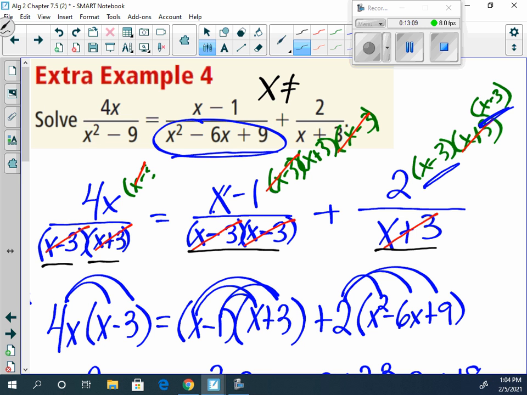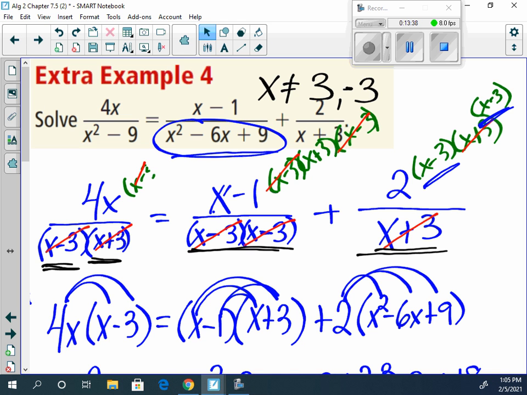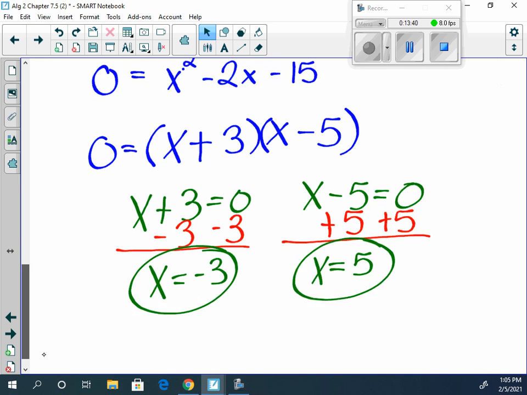So what value of x is going to make x minus 3 be 0? 3. So x cannot be 3. Well, with x plus 3, x cannot be negative 3, because negative 3 plus 3 is 0. 3 minus 3 is 0. These are our two restrictions, and they show up here and here also. So we know our solution cannot be 3 or negative 3.